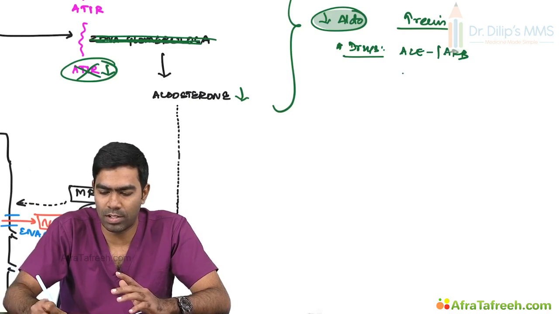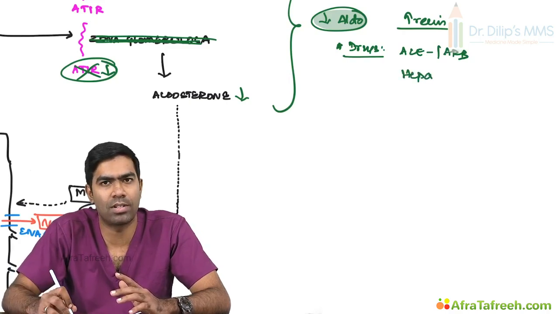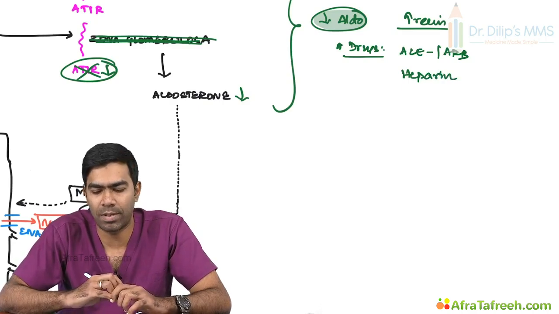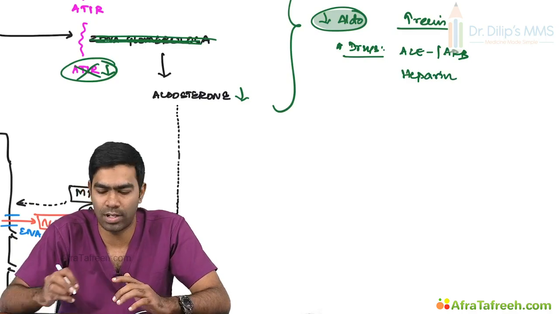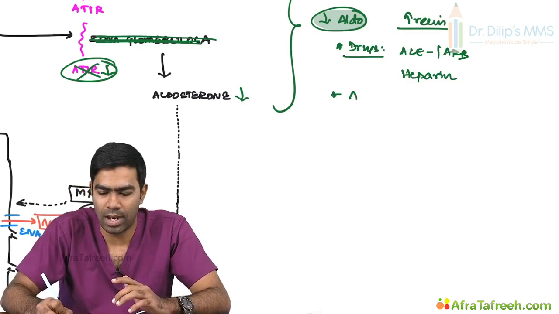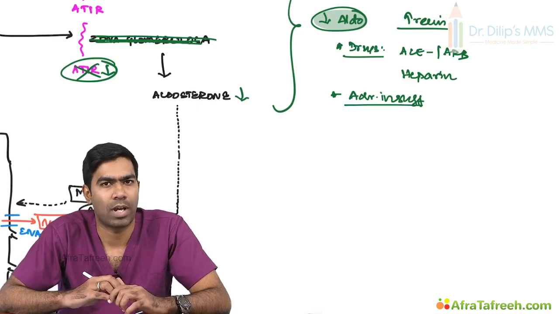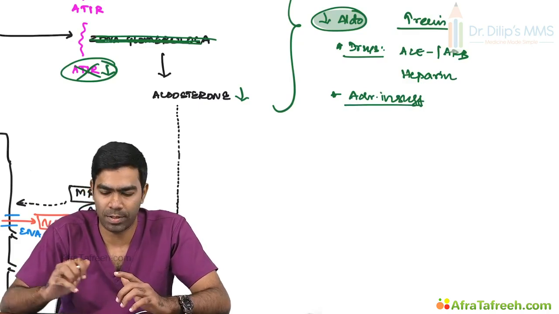And heparin, as I told you, damages the angiotensin receptors, AT1 receptors. Because of that, they can result in hyperkalemia and aldosterone deficiency. And second is adrenal insufficiency. There are a whole lot of causes of adrenal insufficiency. All of these things can produce aldosterone deficiency and hyperkalemia.